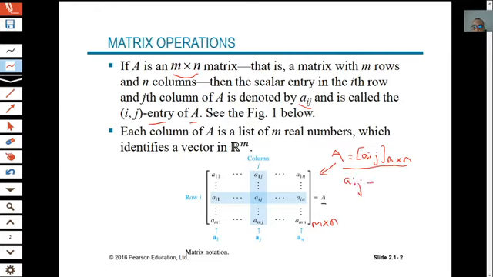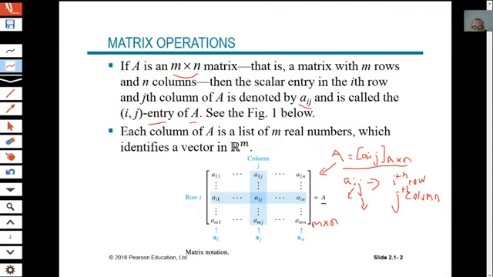Okay, it means that it is an entry of the matrix A in the ith row and jth column. The first number states the number of rows and the second number states the number of columns. As you can see, now we are in the ith row and first column. The second number is the number 1. We are in the first column.